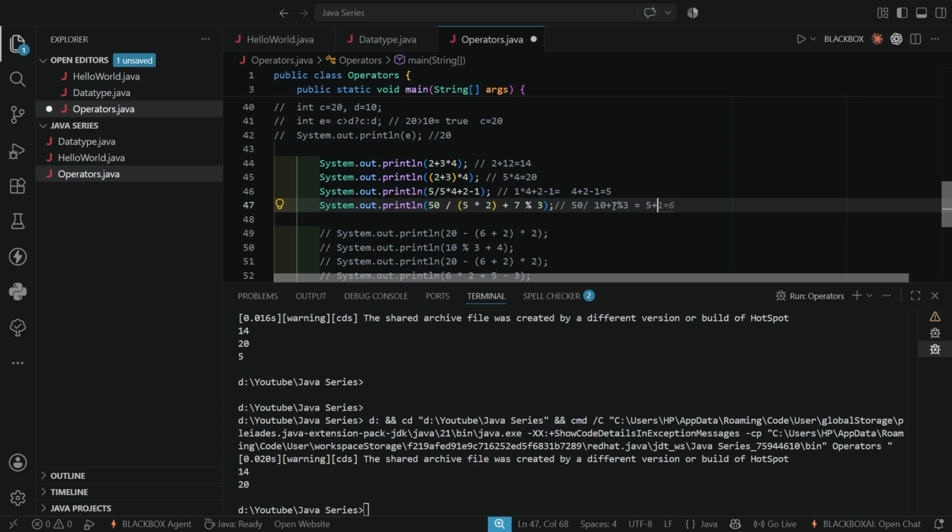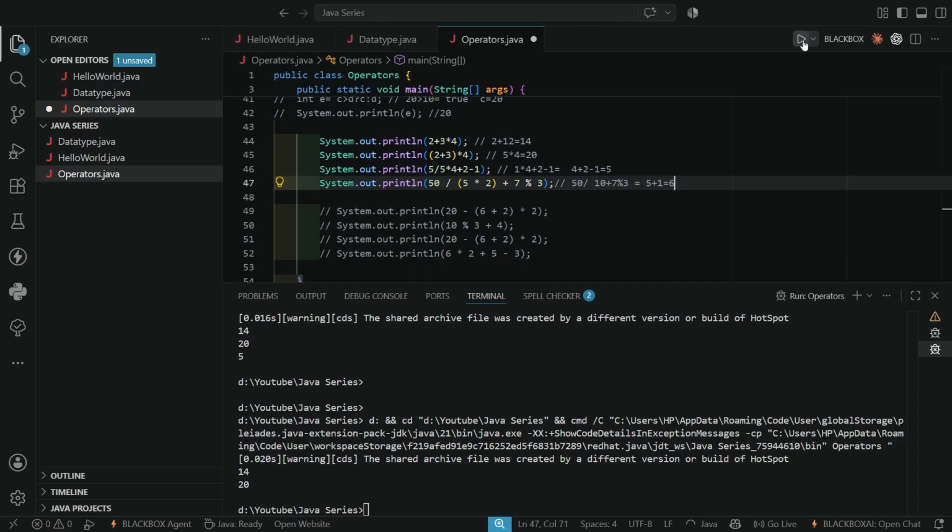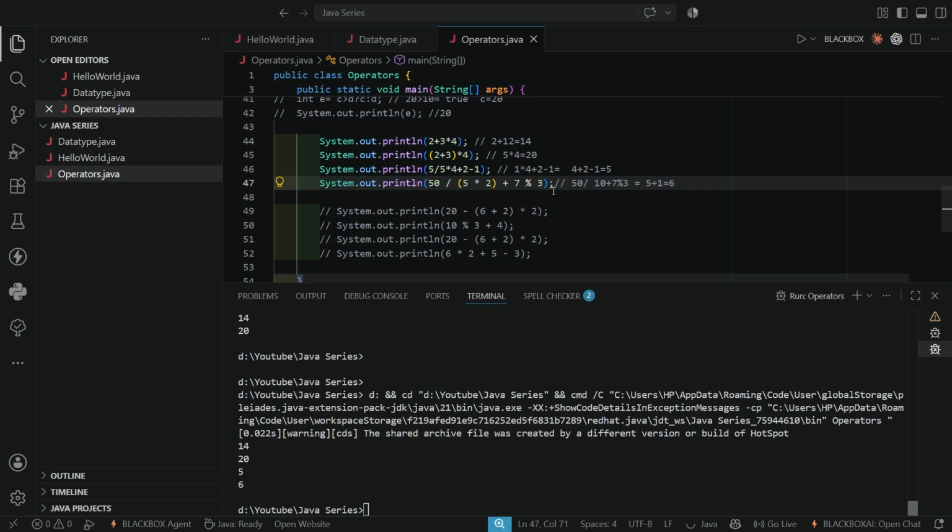Plus has the lowest precedence, so we have to move on to the modulo operator. 7 mod 3. What is the remainder? 3 times 2 is 6. 2 is the quotient and 1 is the remainder. 7 minus 6 is 1. Yes, 7 mod 3, 1 is the remainder, so 5 plus 1 is equal to 6. Clear? Now let's run this. Yes, all our answers are perfect.